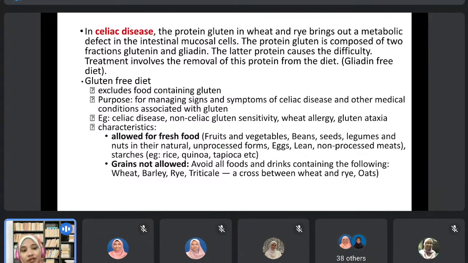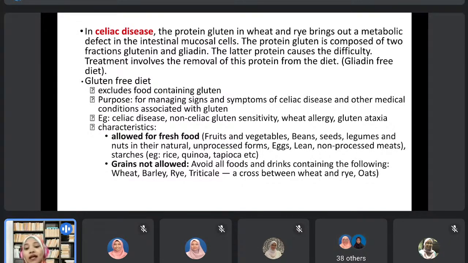So the characteristic of a gluten-free diet is that they should be allowed to consume fresh food coming from fruits, vegetables, beans, seeds, legumes and nuts in their own natural unprocessed form. Not in processed form, for example those sold at petrol stations in small packaging, where they buy it there just because it is said legumes and nuts can be eaten, but it is in a processed form.